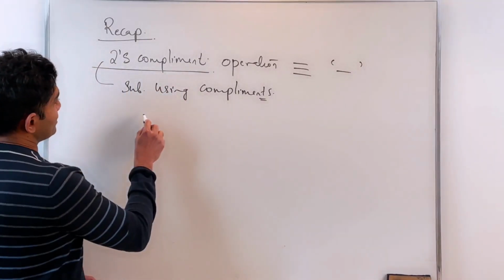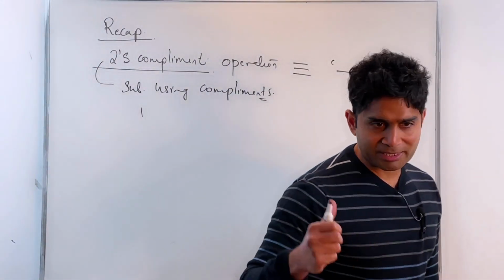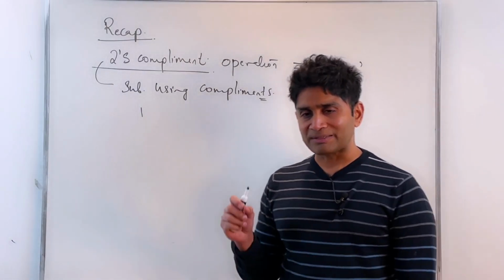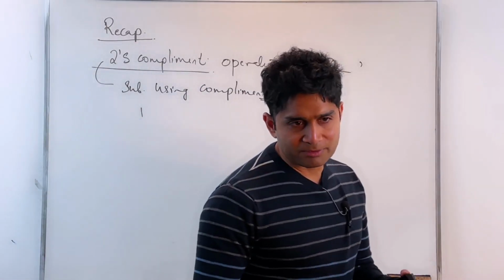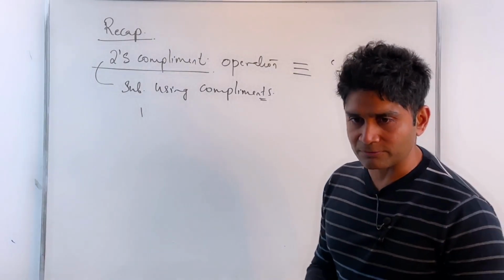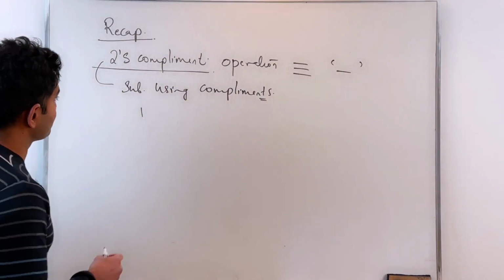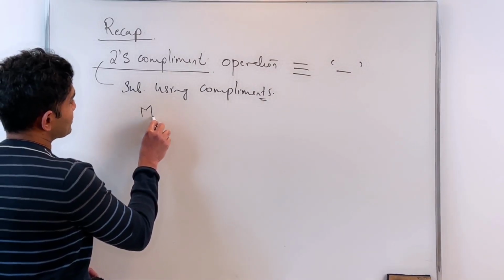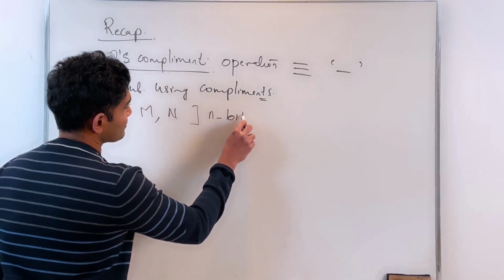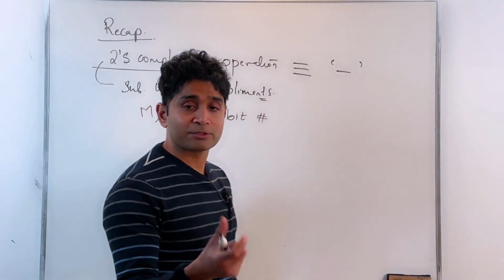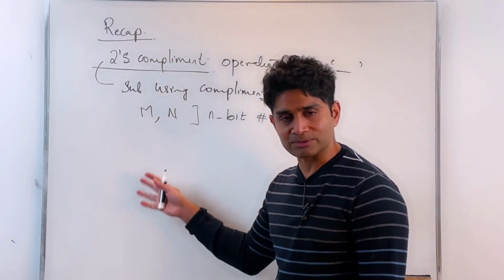Again, I want to mention that this complement subtraction is not just specific to binary operations. You can do this for any number system, but for now I'll confine myself to binary, although it can be applicable to any number system. It's more relevant to binary. So let's say m and n are both n bit numbers. If they're not of the same size, you know how to make them the same size through bit extension.